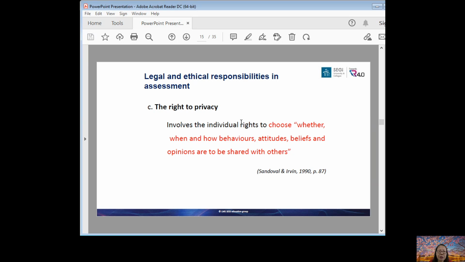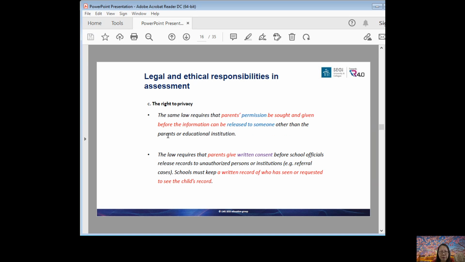The right number 3 is the right to privacy. What can you share with others about this child? It involves the individual's right to choose whether and how to share behaviors, opinions, or beliefs about this child. What can be shared and what cannot be shared with other people? Does it concern the other people? Unless it concerns people who have everything to do with the observation, then what you should share and what you should not share. And before sharing, we should get the parents' permission with written consent.